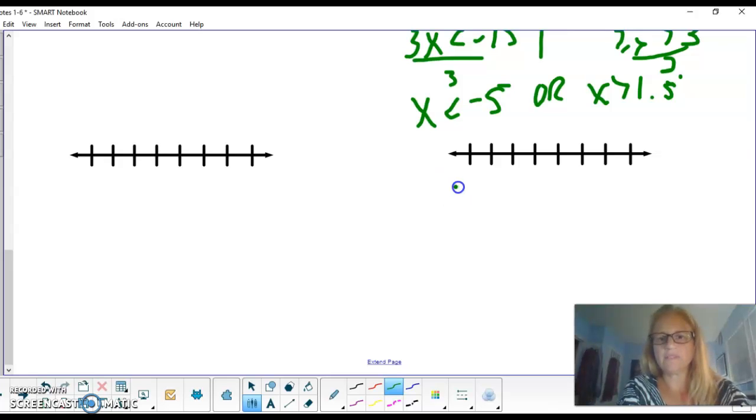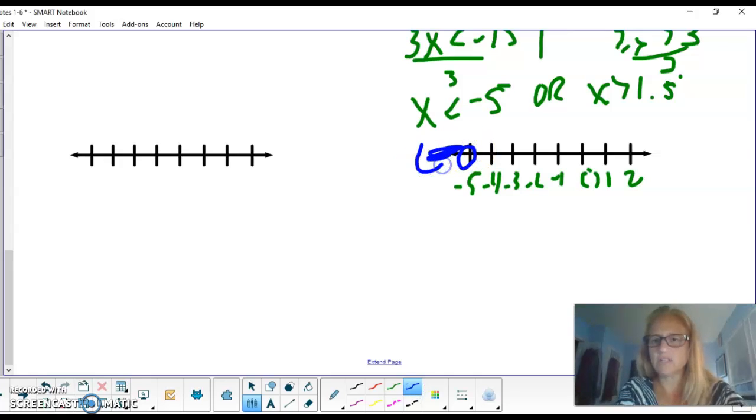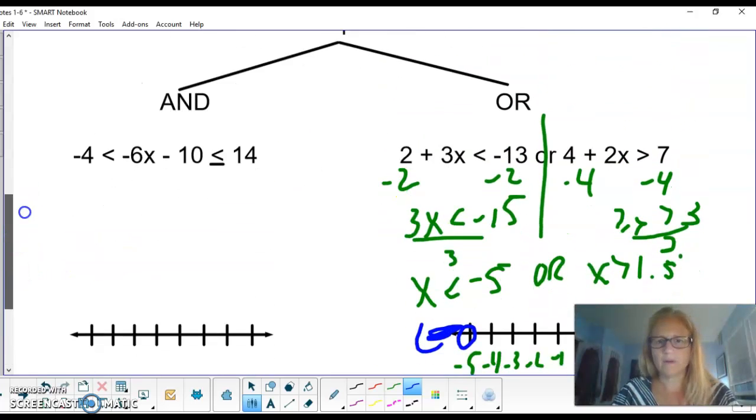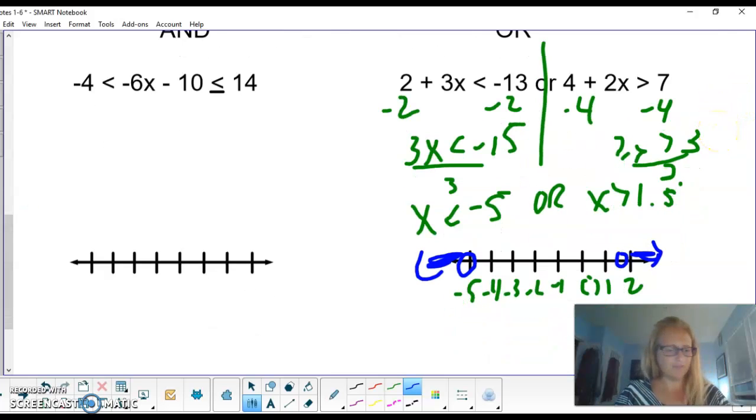So this is -5, -4, -3. Next time I'm going to have these numbered ahead of time. All right, so they're numbered. So we're going to make an open circle at -5, and we're going to shade it this direction, and an open circle at 1.5. Open circle. And then let's always go back and double check the original problem. All right. Yep. Open circle, open circle. Okay. So that's it. That's your work.